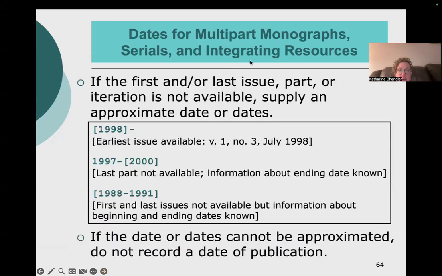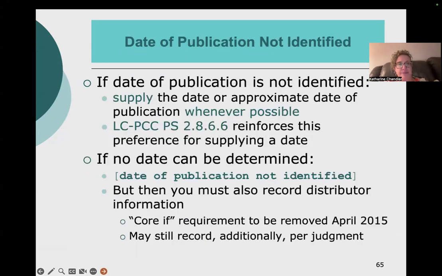And dates for multi-part monographs, serials, and integrating resources. If the first and/or last issue, part, or iteration is not available, supply an approximate date or dates like 1998 on, earliest issue available like this, and so on. Just follow it like this. If the date or dates cannot be approximated, do not record a date of publication. Date of publication not identified: supply the date or approximate date of publication whenever possible.